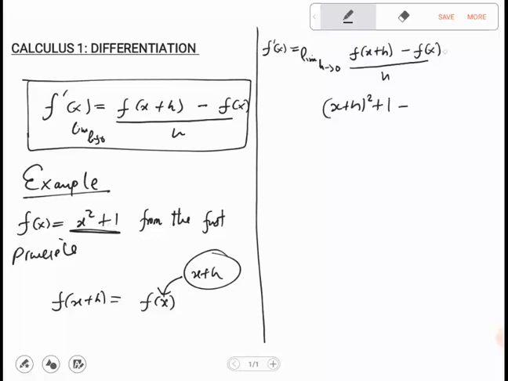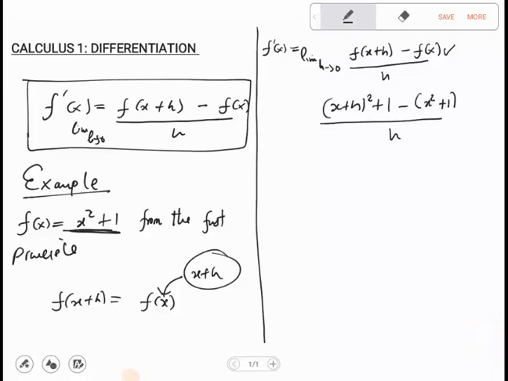Then we say minus the original function. We are saying minus the original function, which is the same one here. I'm just going to introduce the brackets, so it will be x squared plus 1. Remember that we are dividing this by h.